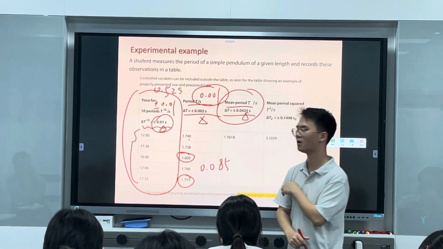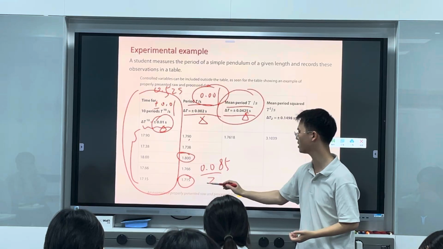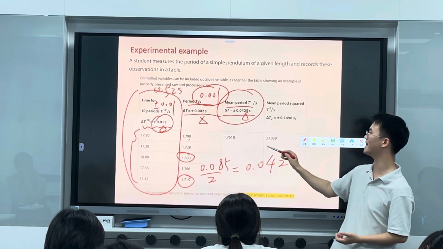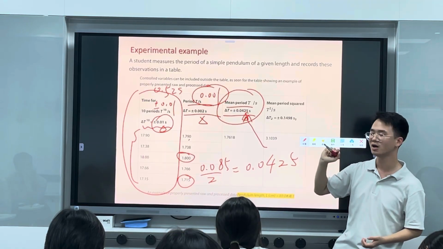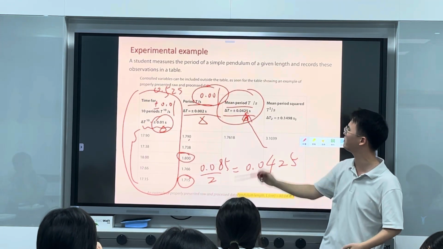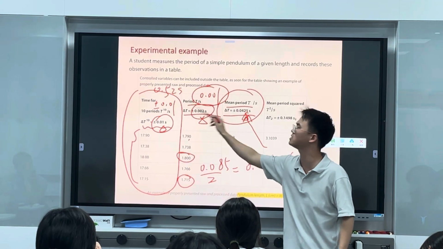0.085. Now, what's the absolute uncertainty? Half of the range, right? So divide by 2, what are you going to get? 0.0425. Isn't it exactly this one here? Yes. But why is here 0.01, but here 0.0425? Why are they different? Why can we directly use this one here?